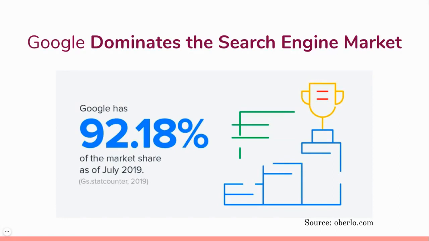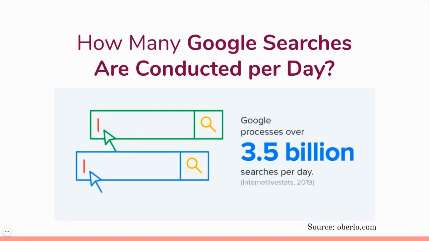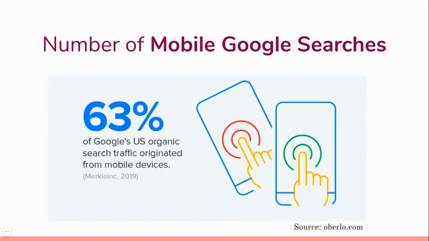Other search engines are Yahoo, Bing, Ask.com, Baidu, and I'm sure you've probably never heard of some of these ones. Yes, they are growing, but right now, as of July 2019, Google had 92% market share. Guess how many Google searches are conducted in a day? 3.5 billion. I don't even need to dwell on this. I don't need to explain further.